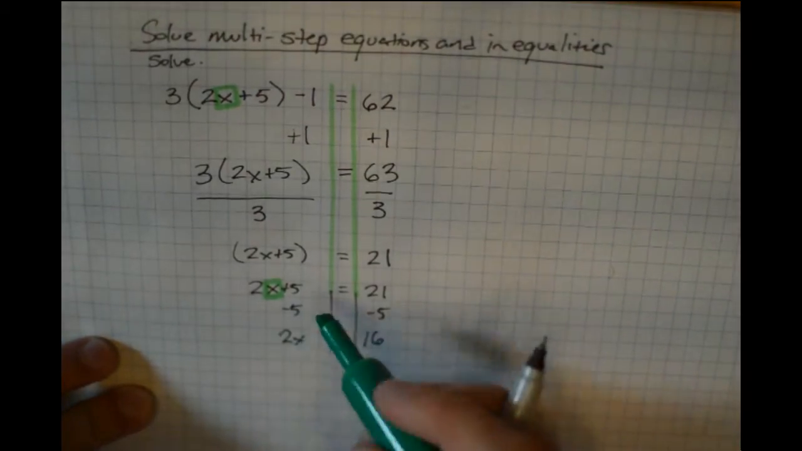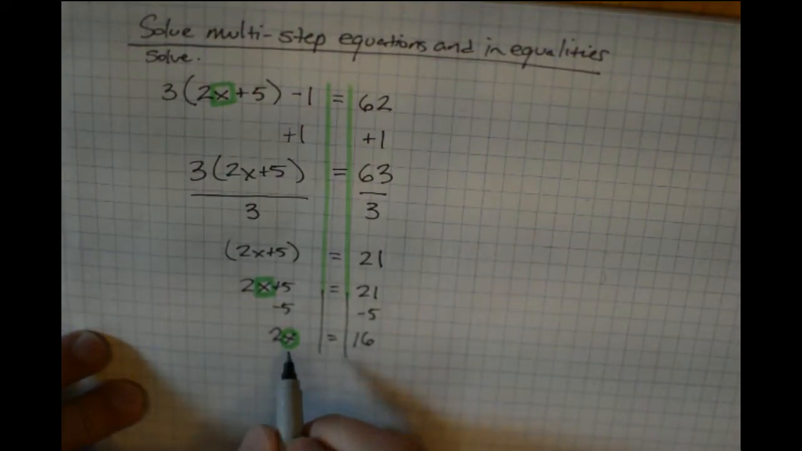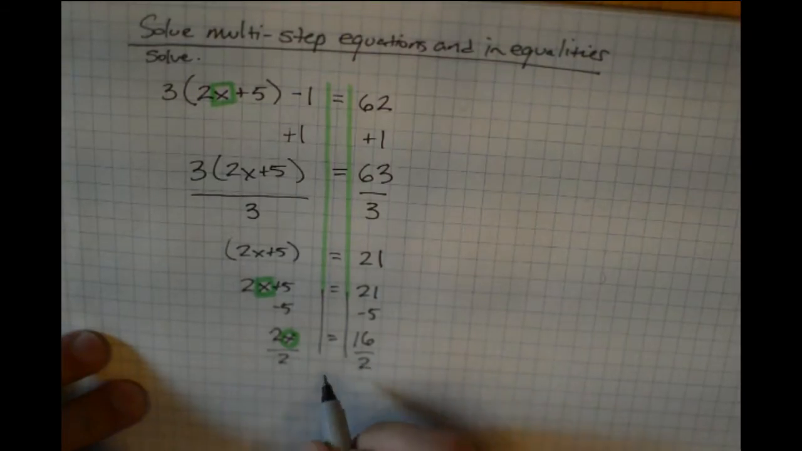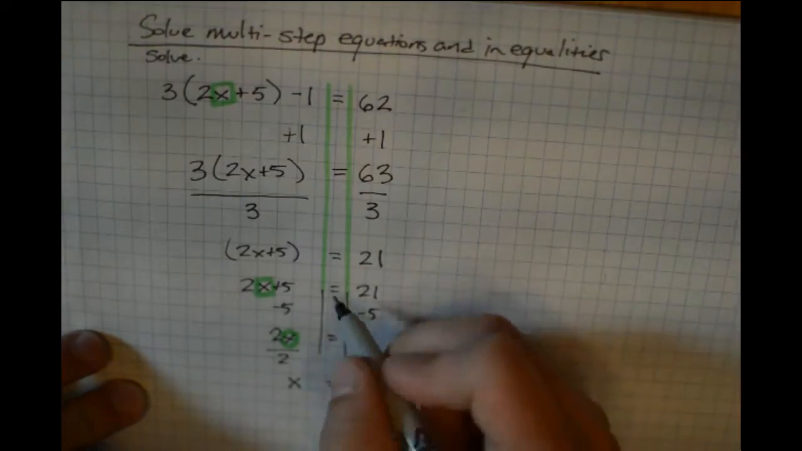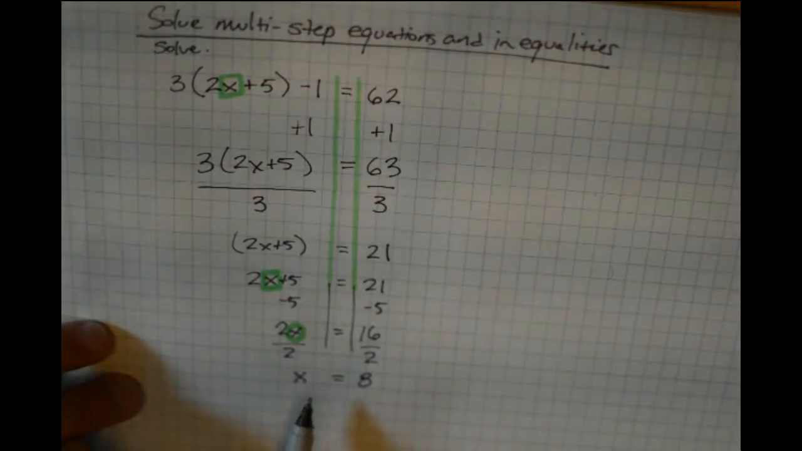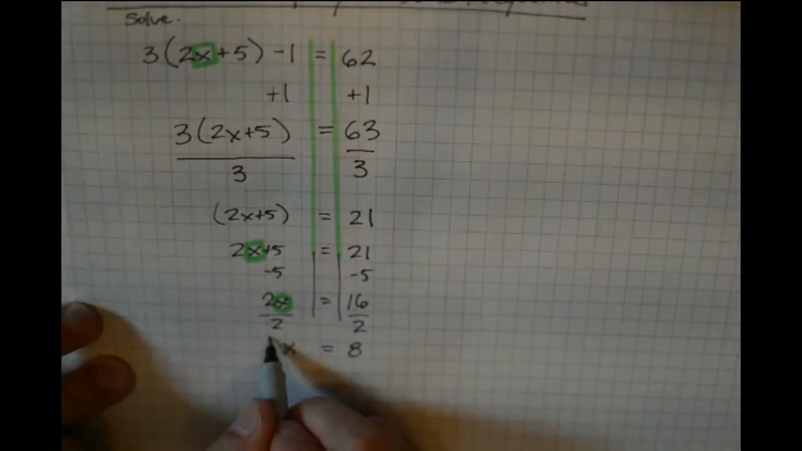So let's see, I still have this 2 to deal with. I have 2 times x, the inverse of multiply is divide, so let's go ahead and divide both sides by 2. Well, 2 divided by 2 is 1x, bring down the equal, 16 divided by 2 is 8. Now I have variable equals number, so I know that I'm at my solution.